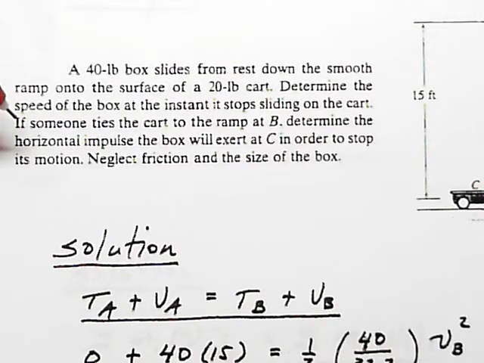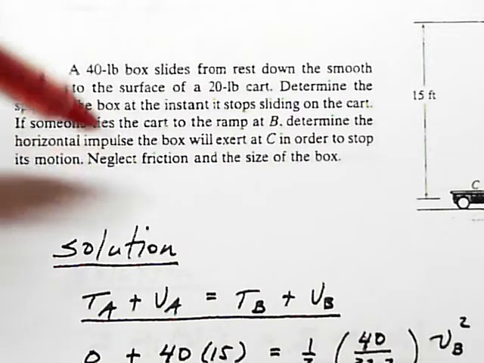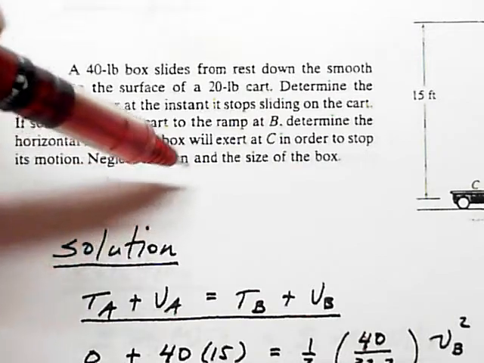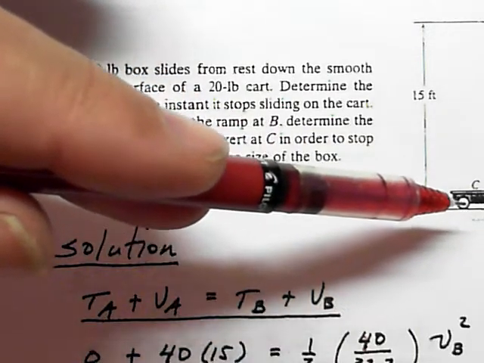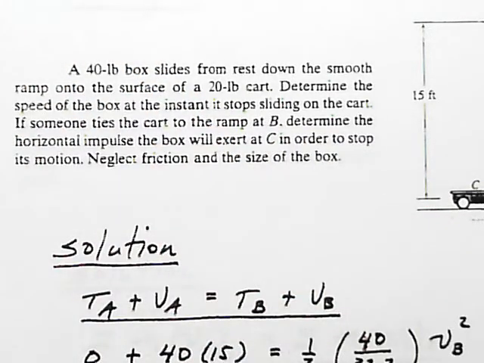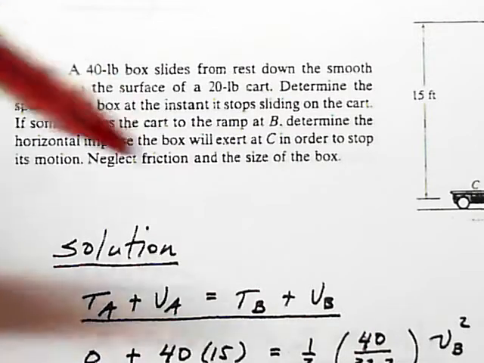If someone ties the cart to the ramp at B, determine the horizontal impulse the box will exert at C in order to stop its motion. Neglect friction and the size of the box. And actually this problem statement has a little bit of a problem. We can't neglect friction between the cart and the box, otherwise they won't come to a stop.